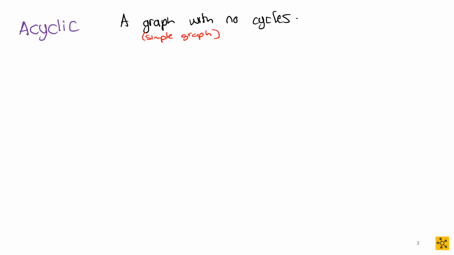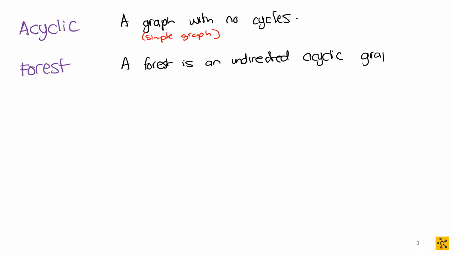Okay, so next up we have this concept, and we literally are going to do this. We're going to introduce the concept of a forest before the concept of a tree. So a forest is essentially just an undirected acyclic graph. So if there are no cycles in your graph and no other context required, you have a forest. So a forest is an undirected acyclic graph. And again, simple graph.